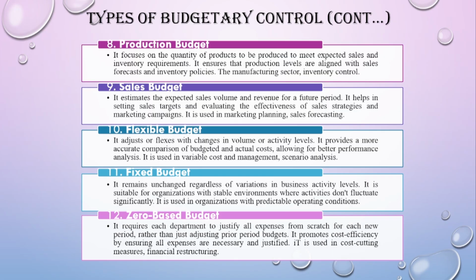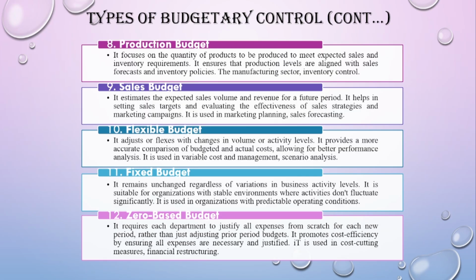Another type of budgetary control is called the flexible budget. It adjusts or flexes with changes in volume or activity levels. It provides a more accurate comparison of budgeted and actual cost, allowing for better performance analysis. It is used in variable cost management, scenario analysis, etc.